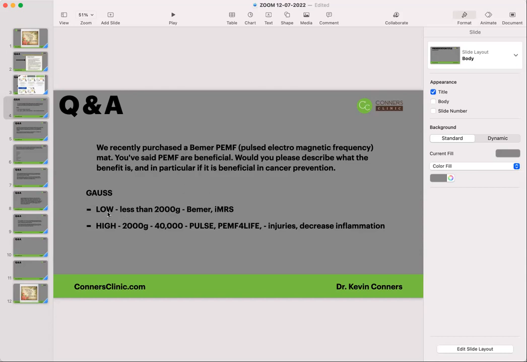Unfortunately, whether it's low Gauss output or high Gauss output, the salespeople for these companies steal the research that was done on PEMF. All the research that's done with PEMF is done with high Gauss output machines, just so you know. So all the research that you'll find in the literature on PEMF and all the benefits are done with high Gauss output machines. And then the salespeople for the low Gauss output machines steal that literature and say, see, this is what the PEMF does. Look at all this research. Well, yes, it does, but that's not what a low Gauss output machine does. It's just the way it is.